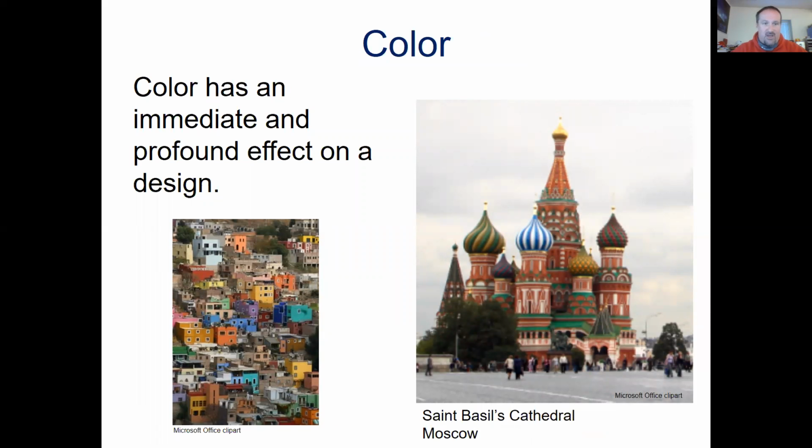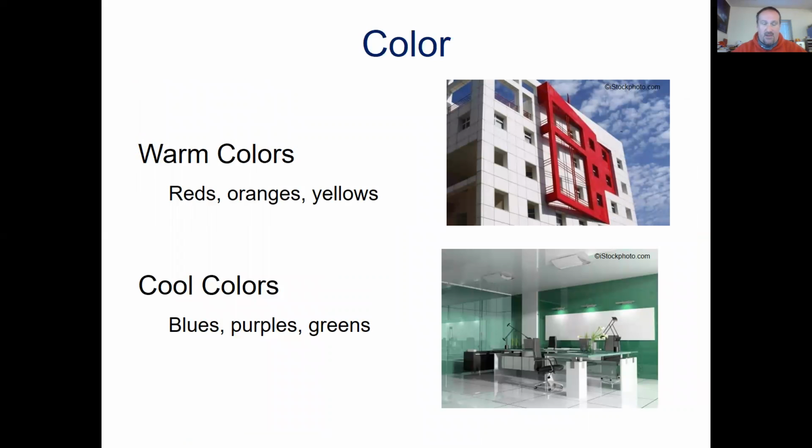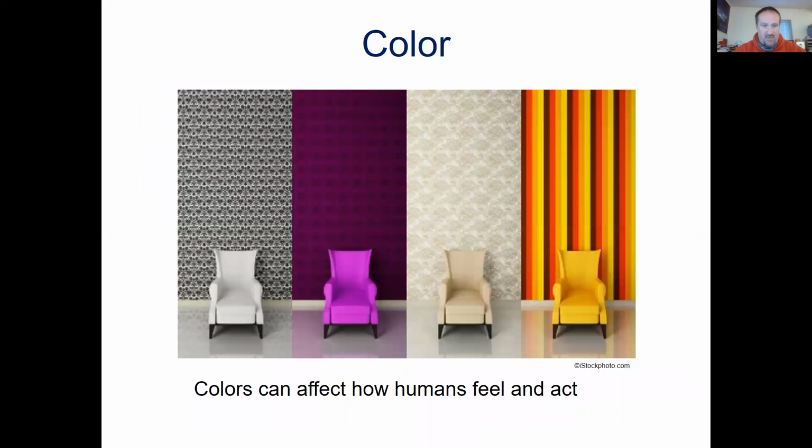Color. Color has an immediate and profound impact on design. It's one of the most important things that architects, designers, civil engineers have to pick out. Color really grabs your eye, and it makes things have a lasting memory. With colors, we have warm colors, which are reds, oranges, and yellows. And then we have cool colors, which are blues, purples, and greens. Colors can affect how humans feel and act.